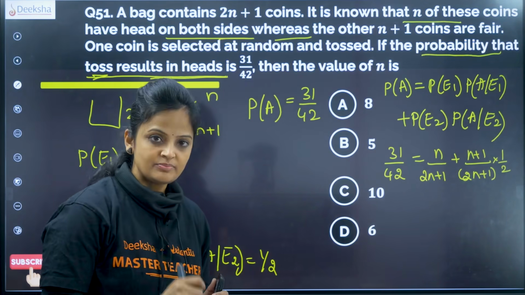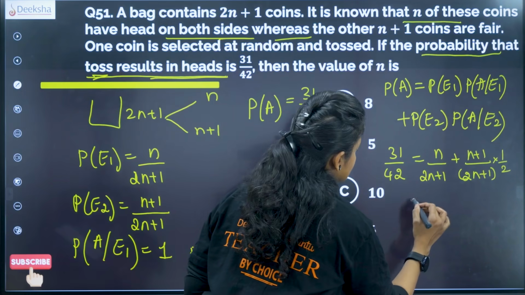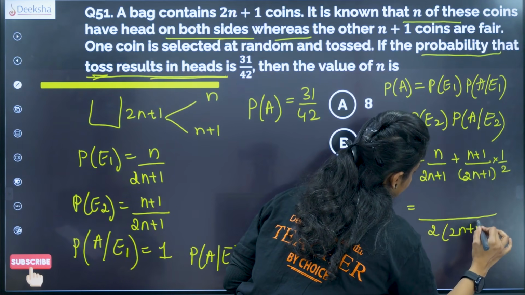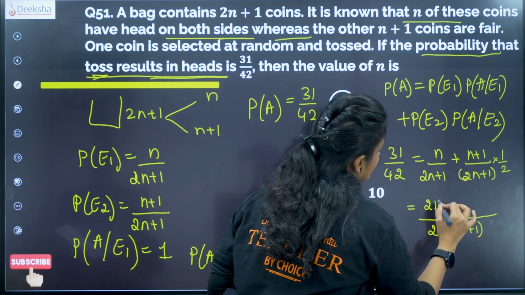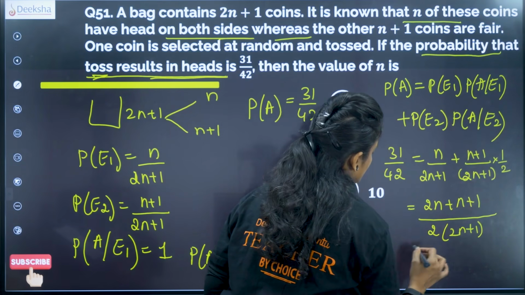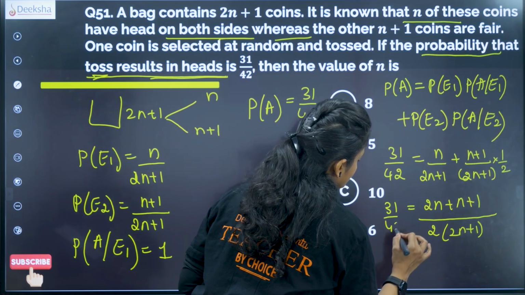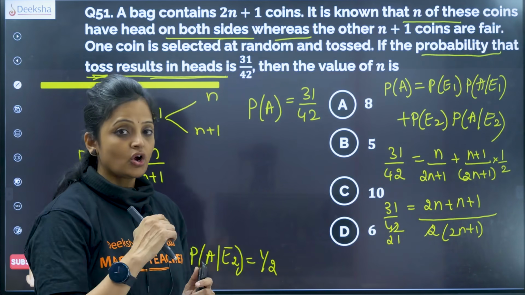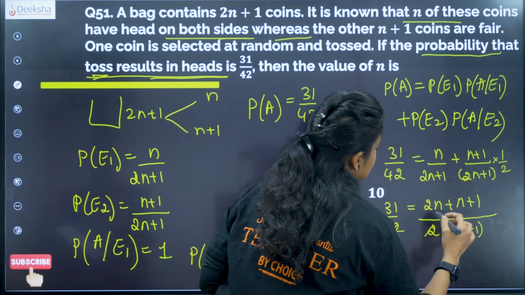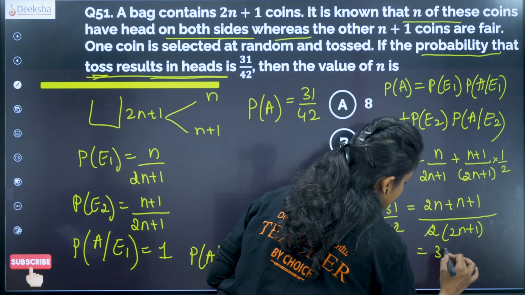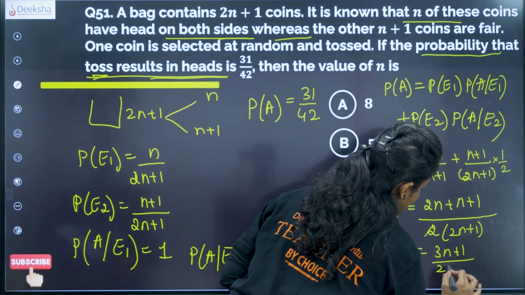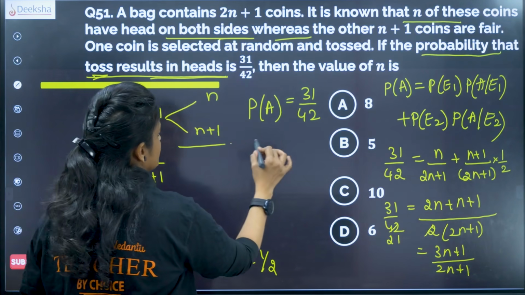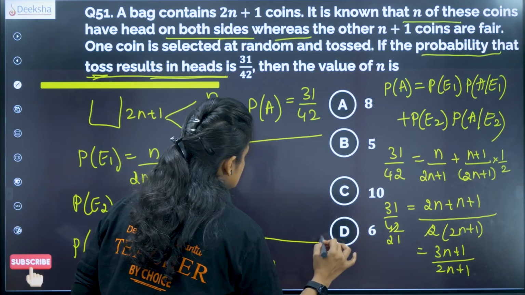You need to simplify this, you need to take the LCM of this. 2 times 2n plus 1, and here we have 2n plus n plus 1, that is 3n plus 1. On this side 31/42, this will get cancelled and I have 21. Cross multiply this. Okay, this will be 3n plus 1 divided by 2n plus 1. On cross multiplication, see what you get.